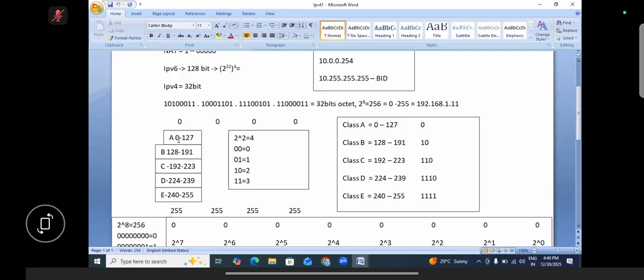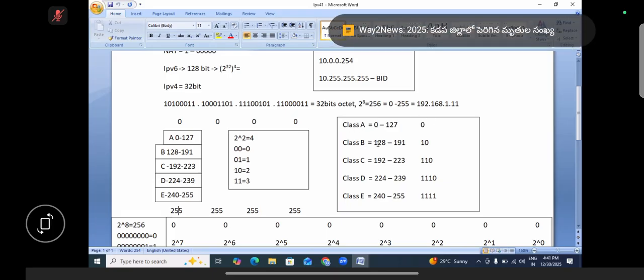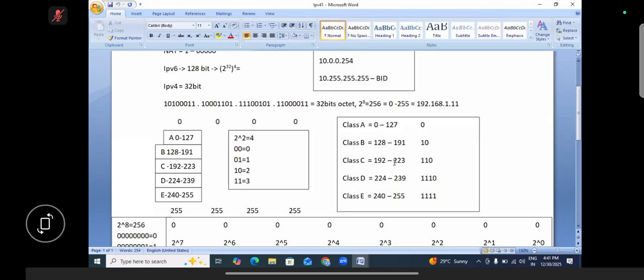So 0 to 255 got divided into 5 classes. Class A, 0 to 127. Class B, 128 to 191. Class C, 192 to 223. Class D, 224 to 239. Class E, 240 to 255. That is 0 to 255, right? Let's see here. Class A, 0 to 127. Class B, 128 to 191. Class C, 192 to 223. Class D, 224 to 239. Class E, 240 to 255.